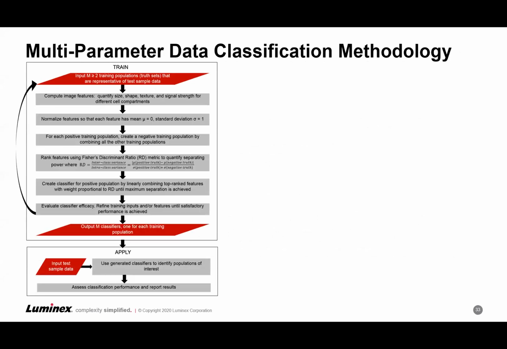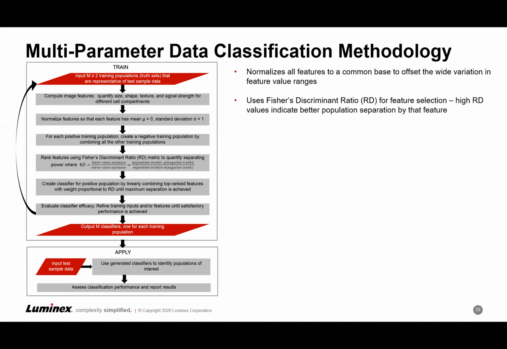So this is the workflow. And just to basically summarize what's displayed here, machine learning normalizes all the features to a common base to offset the wide variation in the feature value ranges. We then use the Fisher's discriminant ratio for feature selection. Basically, a high RD value is going to indicate better population separation by that feature.